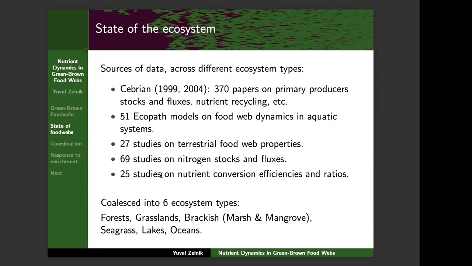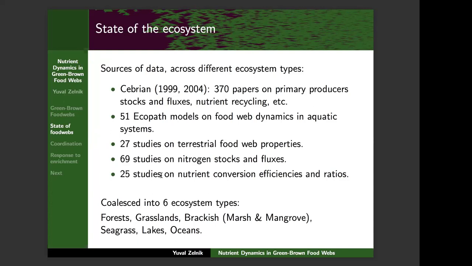And I coalesced these into 6 ecosystem types. So forest, grassland, what I call brackish, which is basically marsh and mangrove ecosystems, seagrass meadows, lakes, and oceans. And the idea here is that these are representative of a wide range of ecosystems. And one can argue a bit of a gradient of ecosystems between forests and oceans.